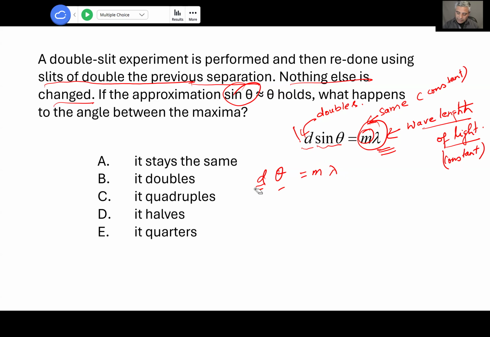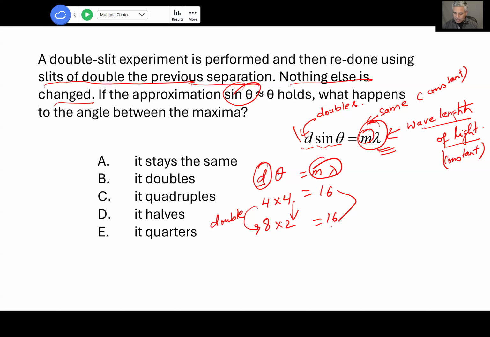It's like saying, okay, let's plug in numbers. Let's say this product is some number, let's say 16, and let's say this was 4 times 4. Now, if you double D, means you made this 8. So for this to remain constant, 16, what has to happen to the 4? It has to be half now, otherwise it wouldn't be 16 or fixed. So that's why it has to be half. So yes, D is the correct answer in this case.